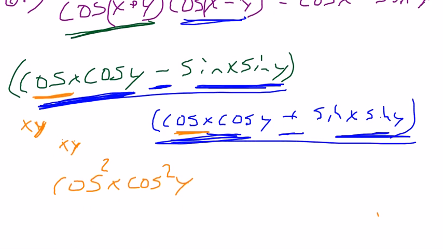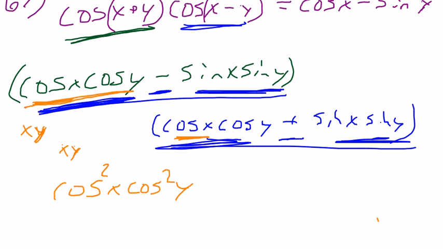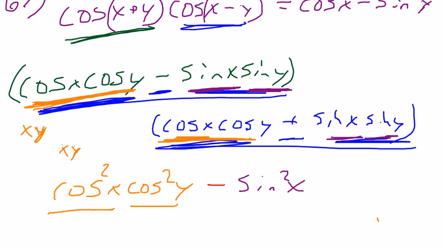Okay, and that's exactly what we're doing right here. If I'm taking this orange part times this orange part, I get cosine squared x, cosine squared y. Between them, I'm going to have a minus sign. And then I'm going to do the second part, which would be sine squared x, sine squared y.